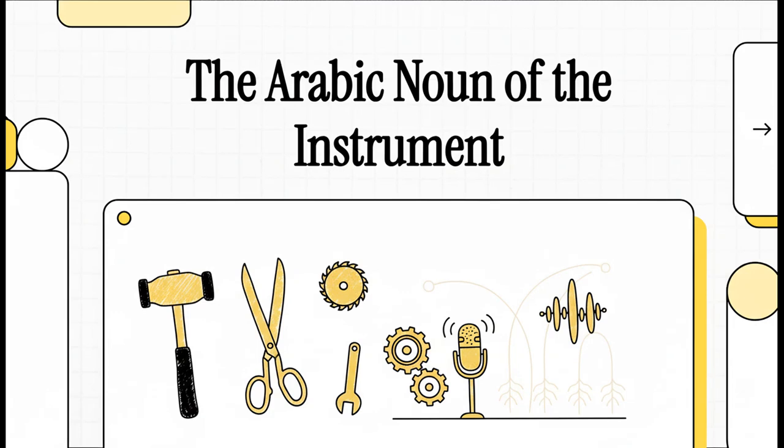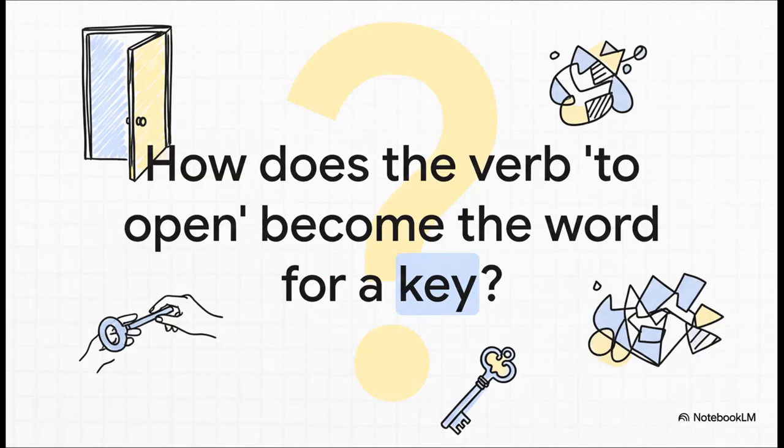Welcome to The Explainer. Today, we're diving into one of the most elegant features of the Arabic language, how it can build a word for a tool right out of the verb for the action that tool performs. It's really cool. So let's just jump right in with a question.